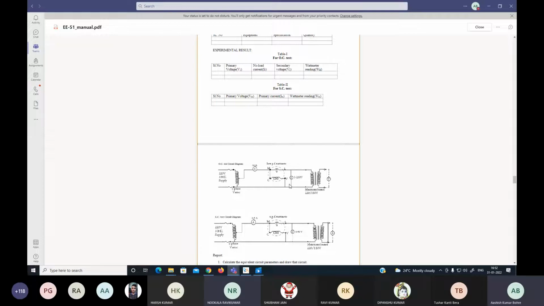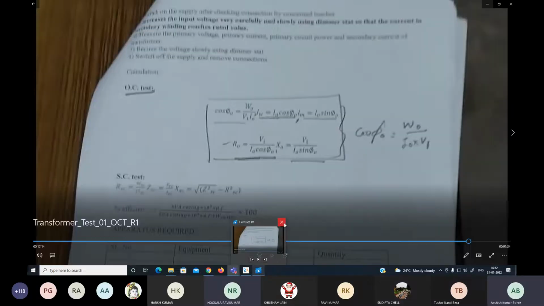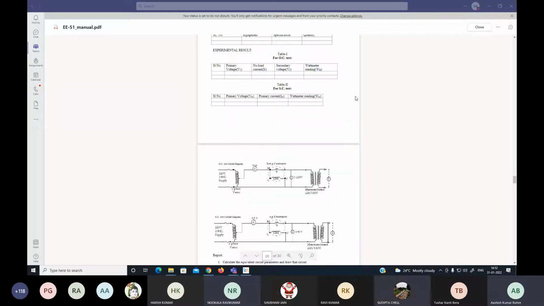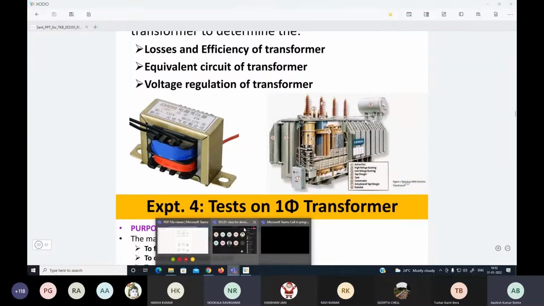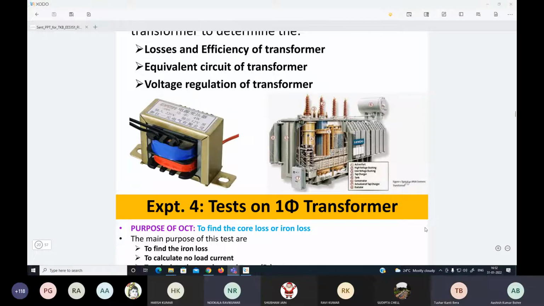Sir, you can continue after that, or should I play the videos? If you want to continue with any additional thing. The primary voltage should be 230 volt, na? No, tell me, it is secondary. So in the videos, the secondary voltage is 230 volt, and the primary voltage is 55 volt.